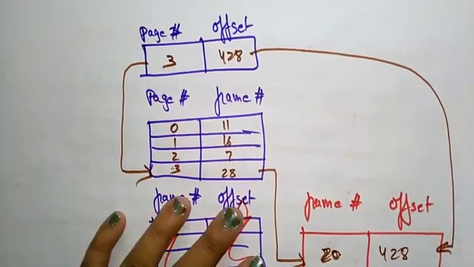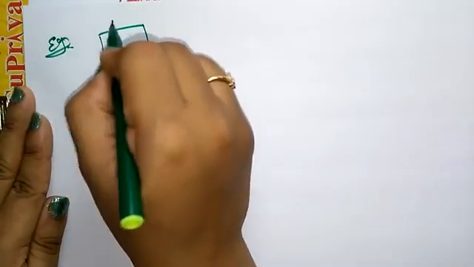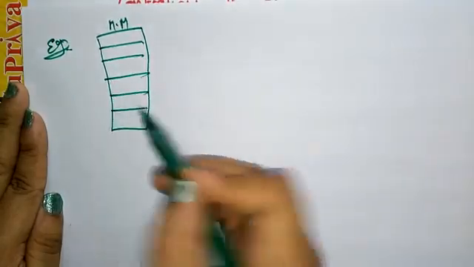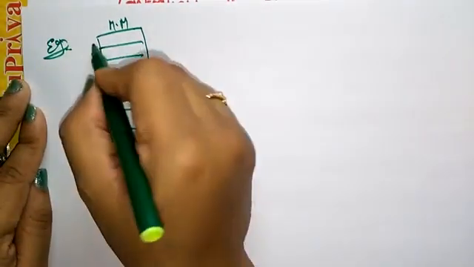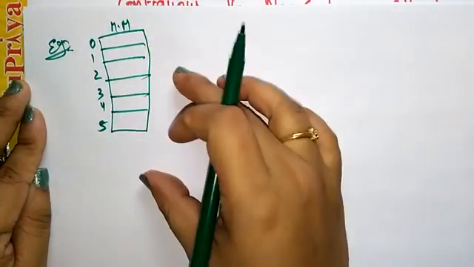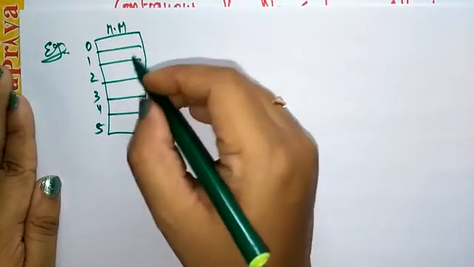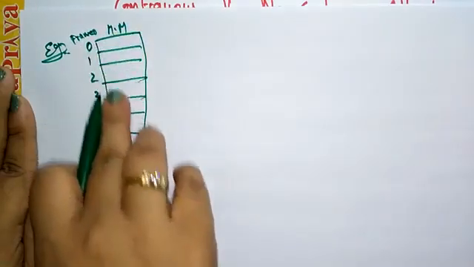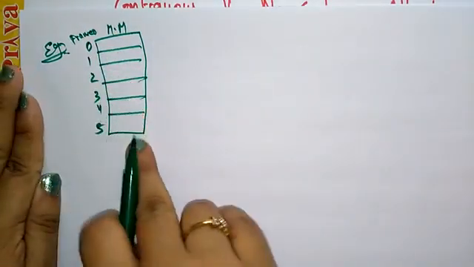Now the paging concept. Let me take one example. Suppose this is the main memory. My main aim is to explain paging and framing. 0, 1, 2, 3, 4, 5. This is the main memory, and it starts from frame 0. So the main memory is divided into frames: frame 0, 1, 2, 3 up to 5.